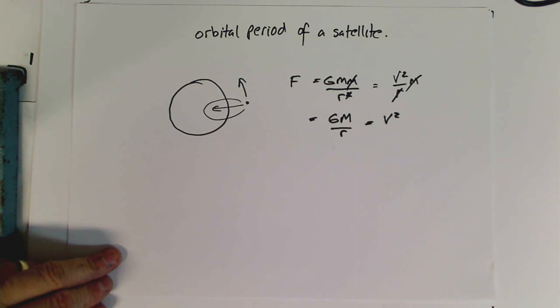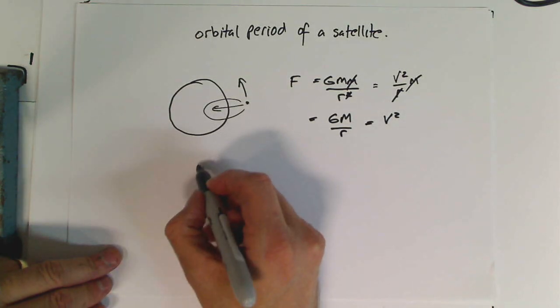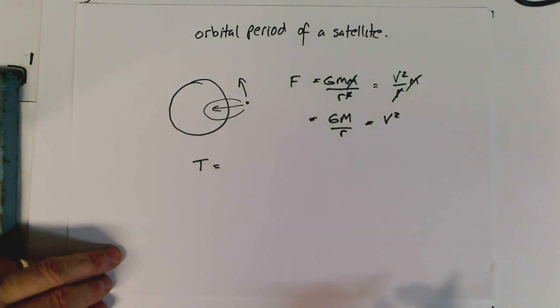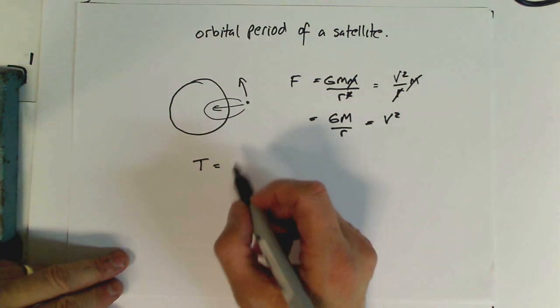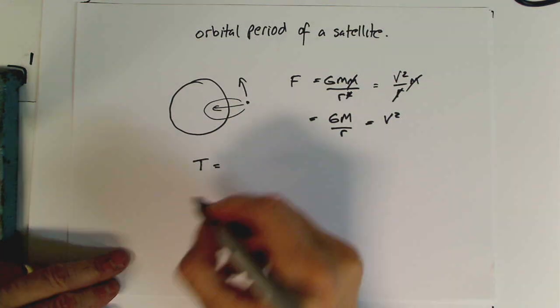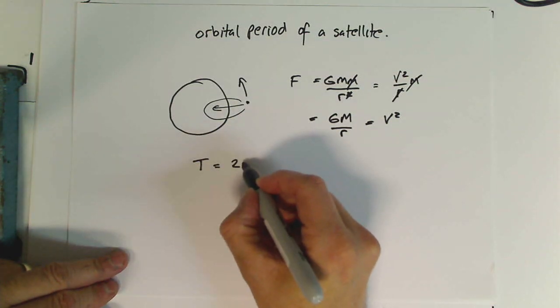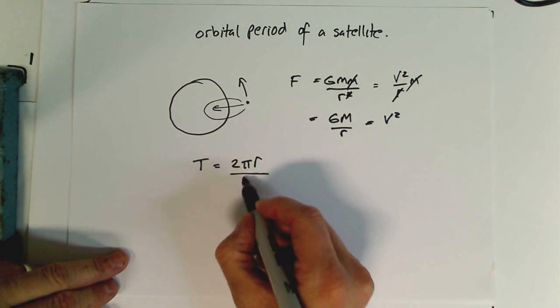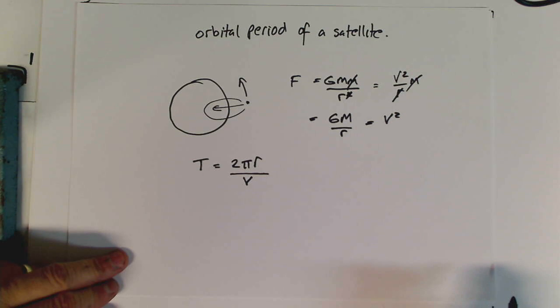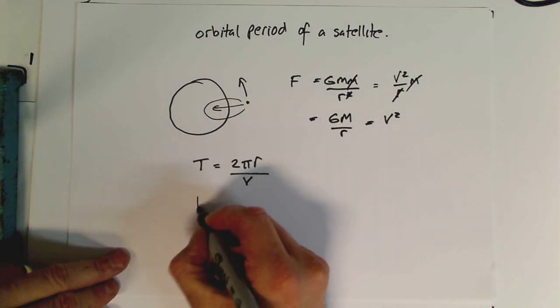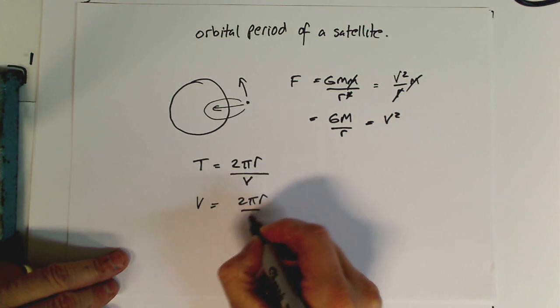Now we want the period of the satellite, and the period is going to be equal to the distance divided by the velocity, right? So the distance is going to be 2 pi r, that's the circumference, divided by the velocity. Alright, so if we go back to that, we can say v is equal to 2 pi r over T.